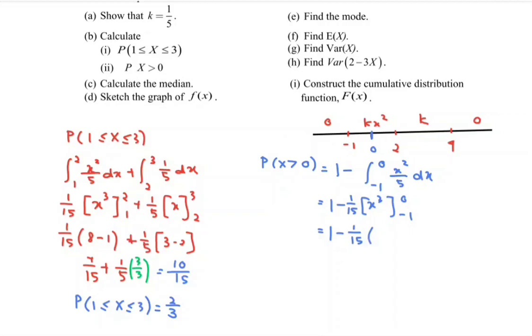So if we substitute 0, we will have 0, minus, if we substitute negative 1, we will have negative 1. So from here, we will have 1 minus 1 over 15. So the probability x greater than 0, we will have 14 over 15.